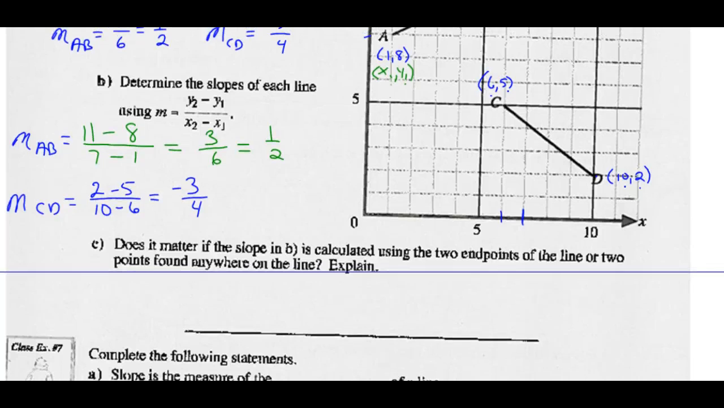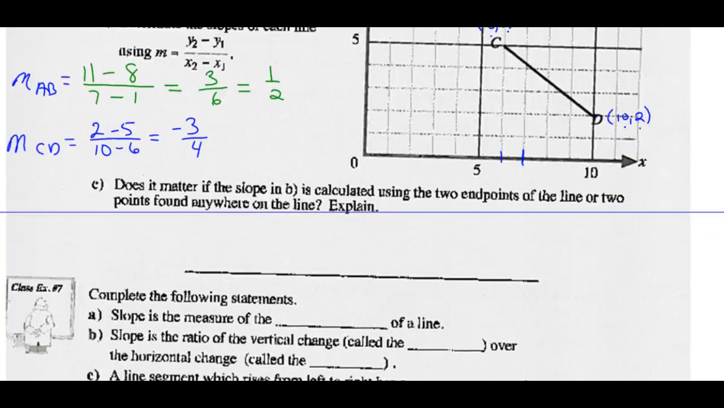Does it matter if the slope in B is calculated using the 2 endpoints of the line or 2 points found anywhere on the line? Explain. Slope of a line is consistent. Therefore, you can pick any 2 points on the line.